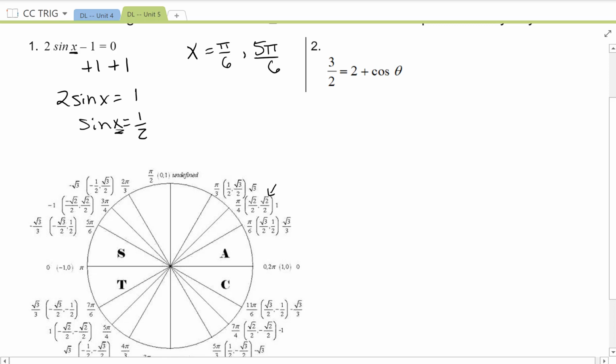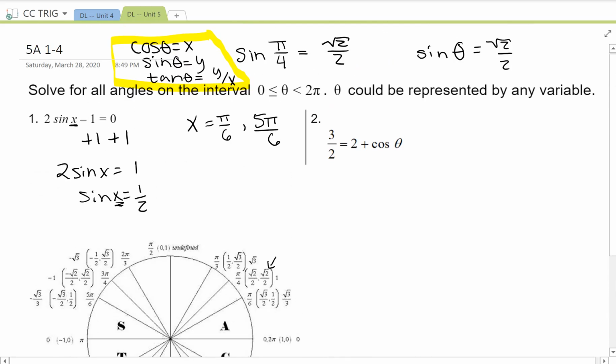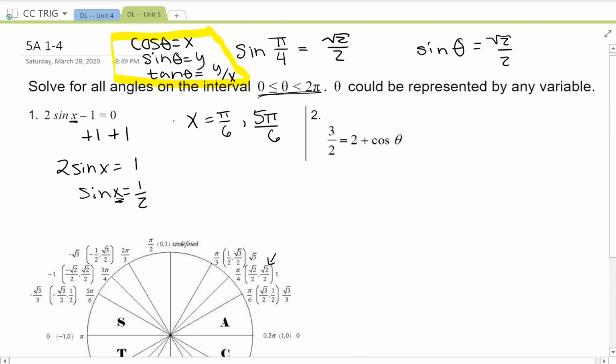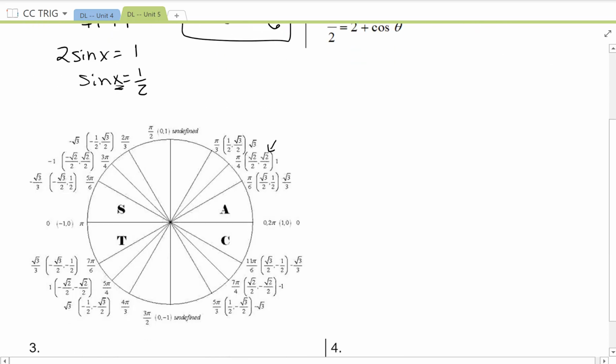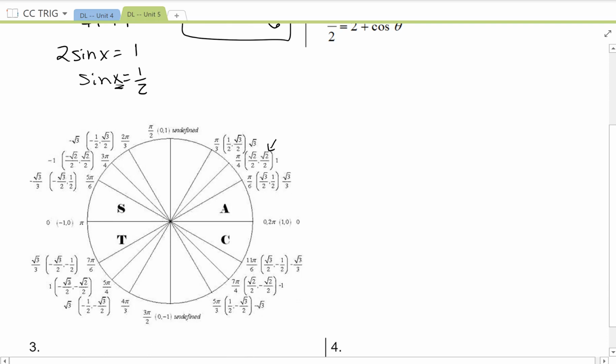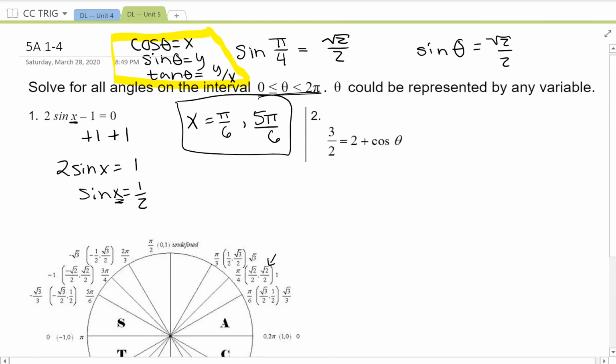Are there any more angles? Not between 0 and 2 pi. Based on the interval they gave us, we have 2 angles that satisfy the equation, pi over 6 and 5 pi over 6. We did not use 7 pi over 6 because sine was negative 1/2 and they were asking for sine being positive 1/2.